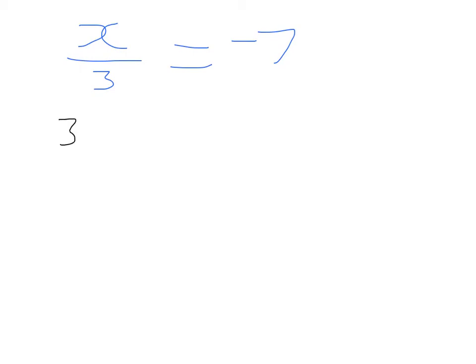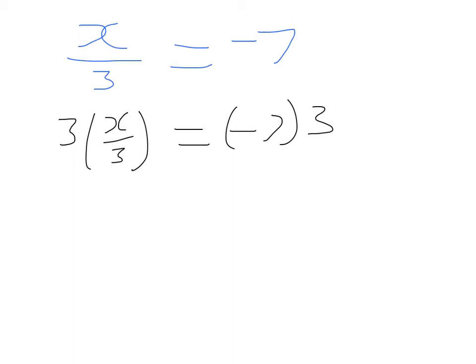So we have 3 times the x divided by 3. Again, we perform this operation to both sides of the equal sign. So we multiply the 3 by the right side, which is negative 7. We have our 3 divided by 3. We like to reduce these first to make the numbers smaller. So 3 goes into itself once in both cases, and so our final answer is x is equal to negative 21.